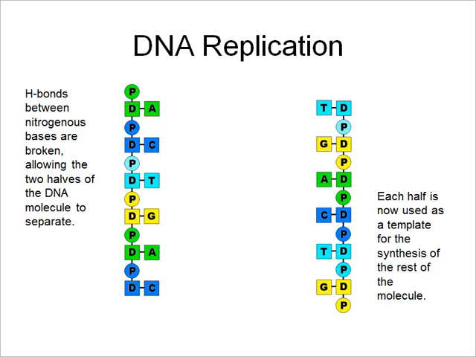DNA replication begins with an enzyme moving along the length of the chromosome, breaking the hydrogen bonds between the base pairs. This is much like unzipping a zipper. Each half of the original chromosome is now going to be used as a pattern for completing each sister chromatid. This is possible because A will only bond with T and C with G.